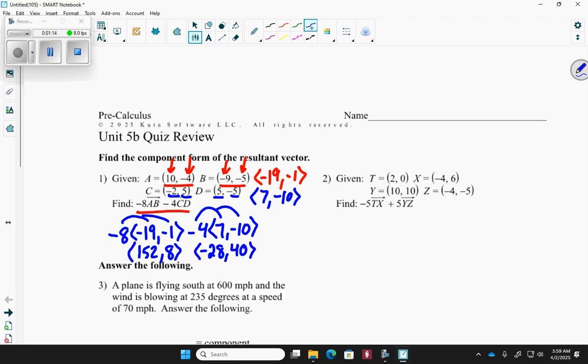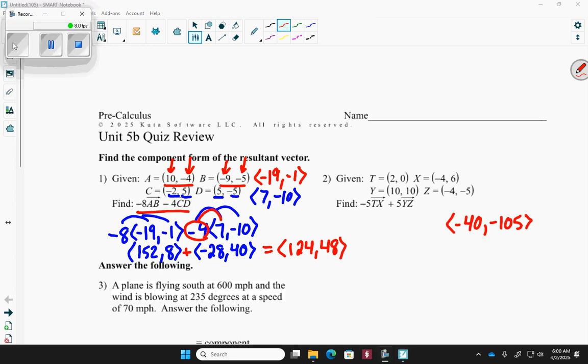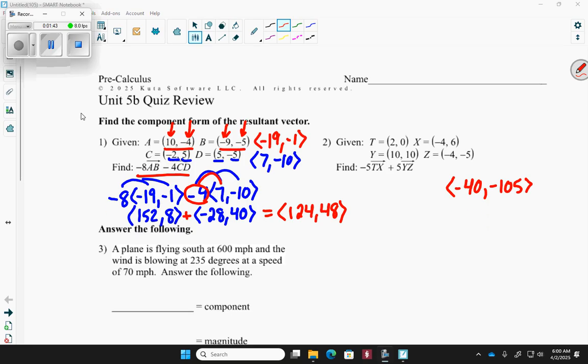All right. Now, here's the thing to pay attention to: when I took the -4 and distributed it, there's now a void in between the two components, which means it has to go to an addition sign. So we're going to take 152 minus 28. My final answer is going to be 124, and then 8 and 40, the answer would be 48. And the next one is going to be -40, -105. I'm just trying to speed up a little bit by showing you one and then having that work with the other one.